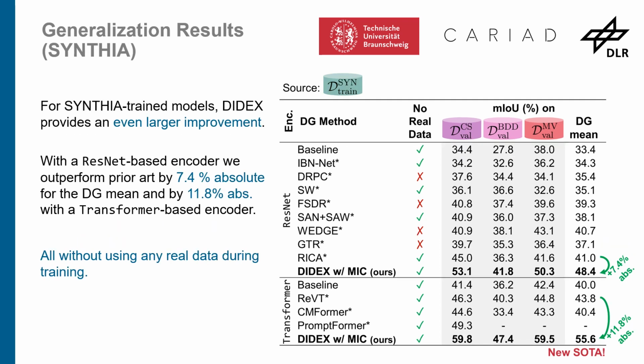If our source domain is Synthia, we achieve an improvement in the domain generalization benchmark of 15.6% in absolute points over our model that was only trained on the synthetic source domain. And in this case, we even beat the previous state of the art by 11.8 absolute percentage points.